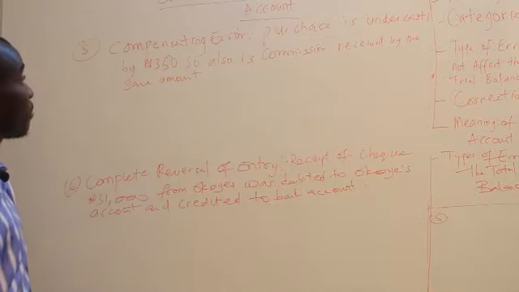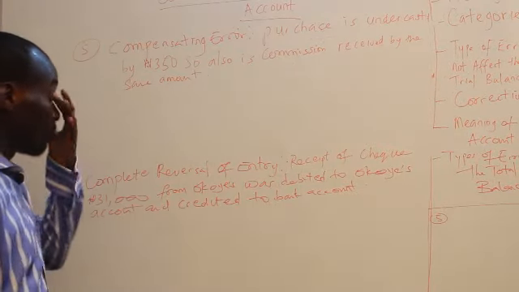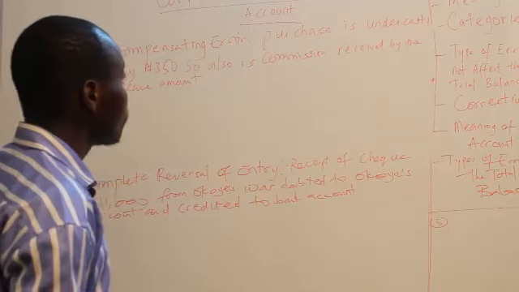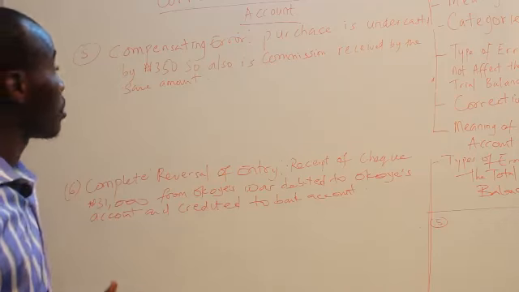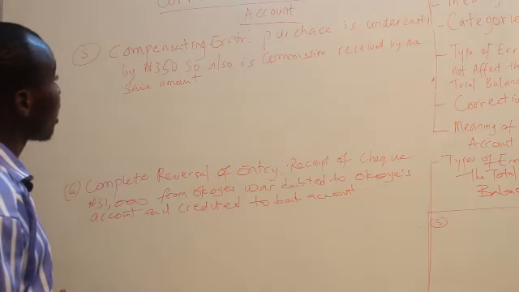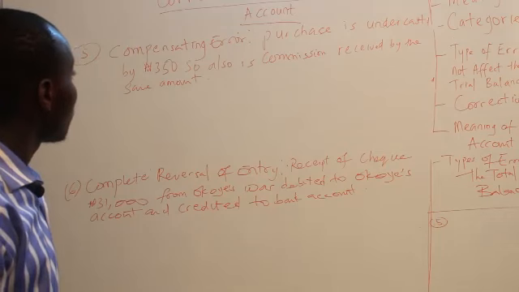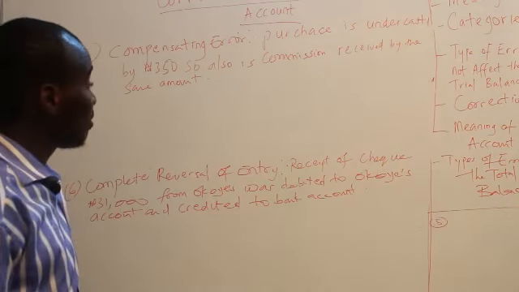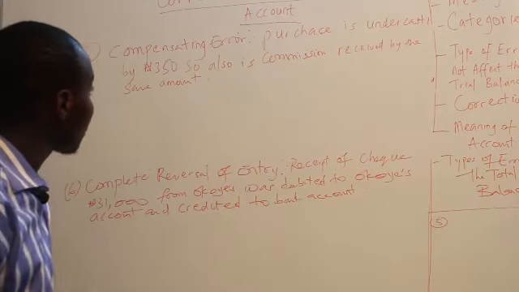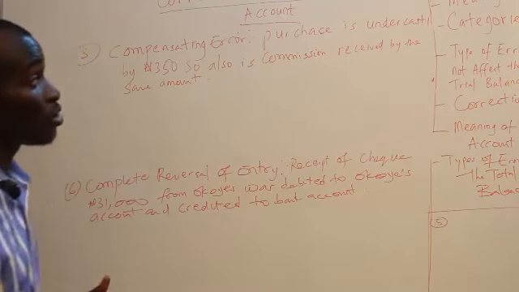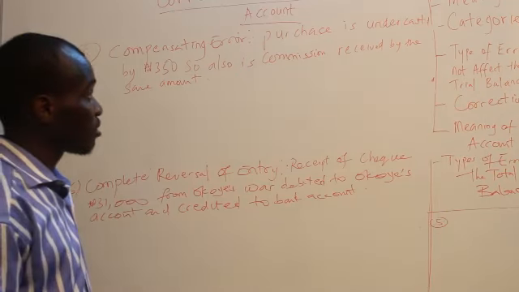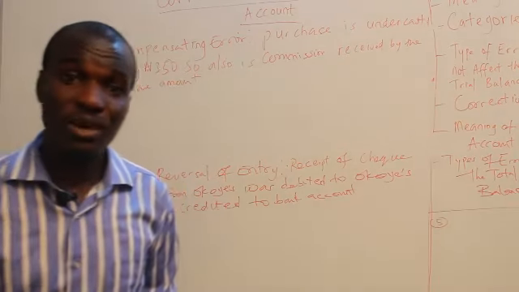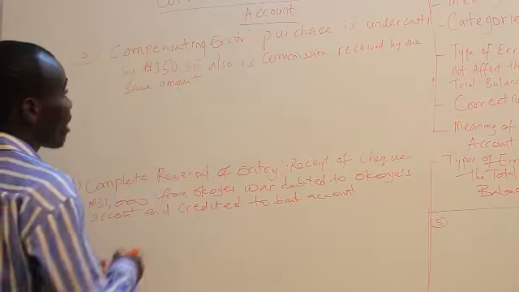Okay, so we have the compensating error, when two or more errors compensate each other. So we have purchase undercast by 350 naira, and also commission received undercast by the same amount. The purchase, a debit entry, is undercast by 350 naira, and so is commission received by the same amount. Such errors cancel out each other in such a way that they won't affect the agreement of the trial balance. So how can we correct that?